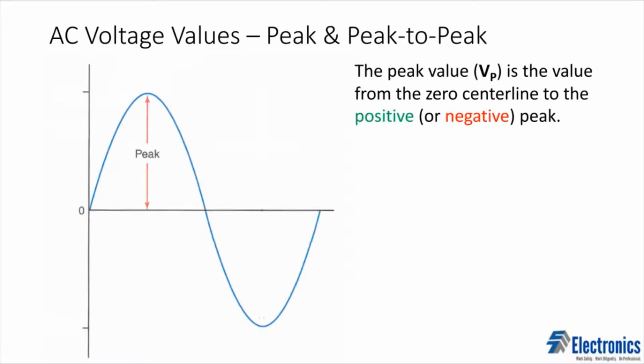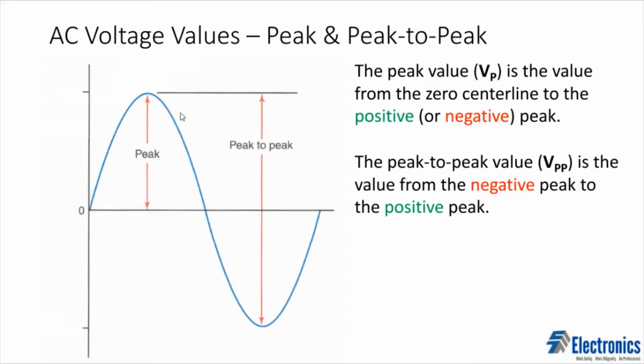So peak and peak-to-peak. The peak value is the value from 0, the center line, to the positive peak. So from 0 to what would be the 90-degree spot. The highest point on the positive side or the negative side. So let's say that on this scale we have 0, and right here we have 5 volts. That would mean this would have a peak voltage of 5 volts. So this would be -5 down here. So our peak voltage would be 5 volts.